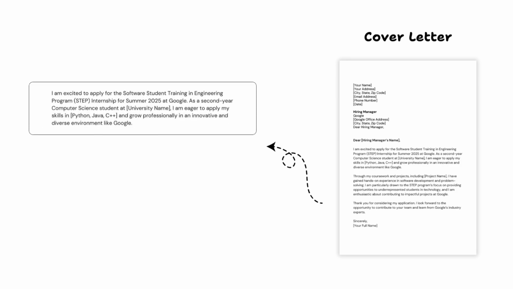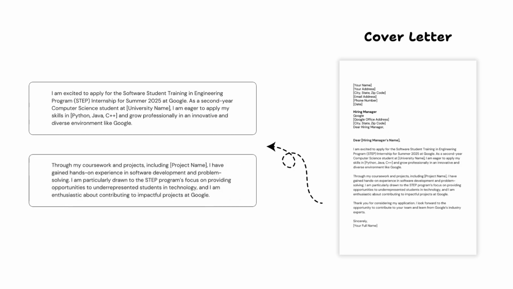Now, let's talk about your cover letter. This is your chance to explain why you're passionate about joining Google and how your skills make you a good fit for the STEP program. Start by introducing yourself and expressing your excitement for the internship. Be specific about your projects or coursework that relate to software engineering and how it aligns with Google's mission. End the letter by mentioning why you are excited about working at Google and how the internship will help you grow as a future software engineer.